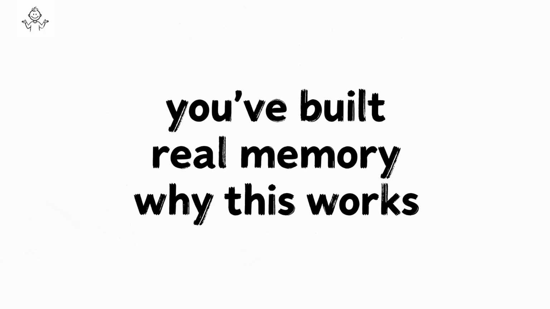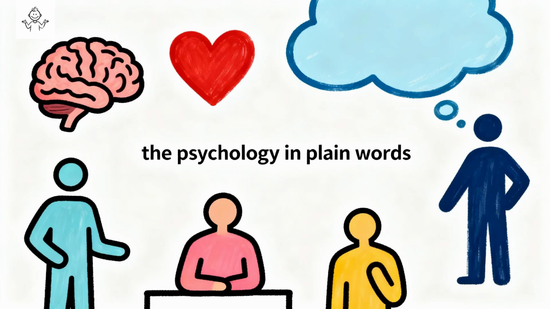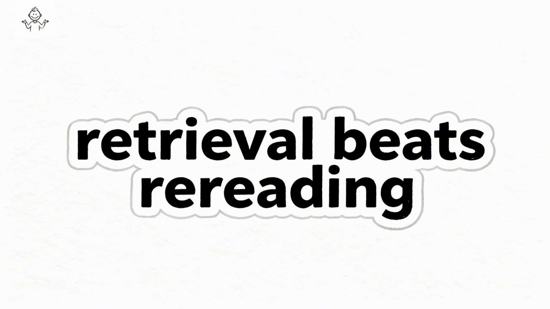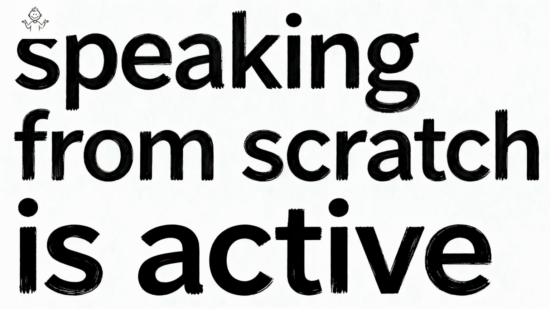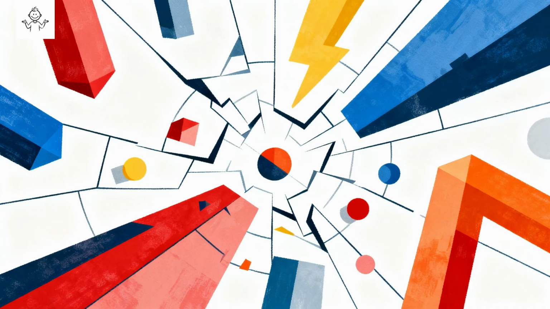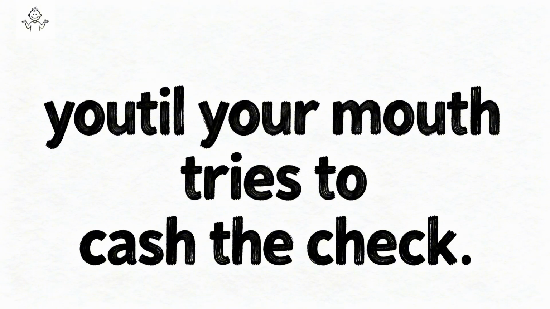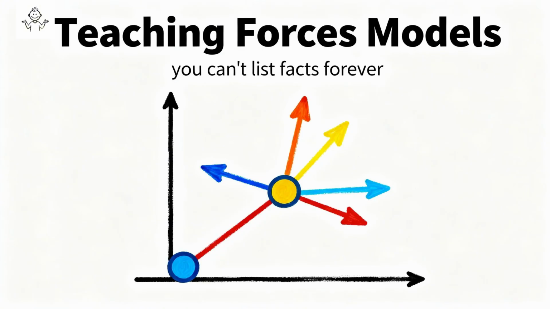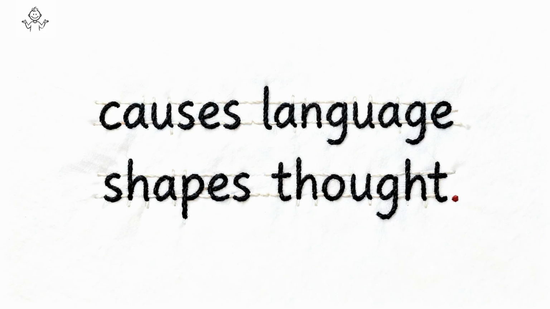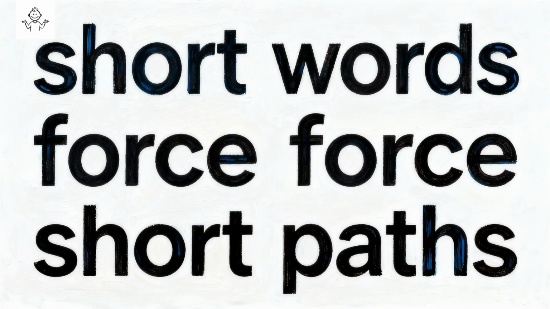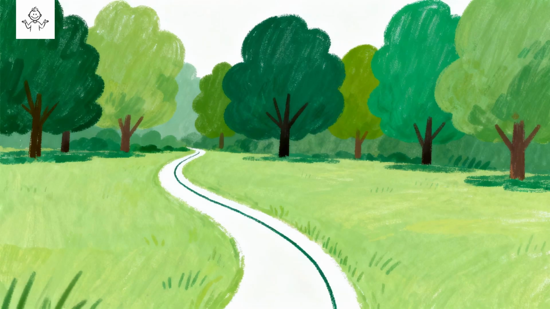Why this works. The psychology in plain words. Retrieval beats rereading. Speaking from scratch is active recall on hard mode. Generation breaks illusions. You can feel you understand until your mouth tries to cash the check. Teaching forces models. You can't list facts forever. You must stitch causes. Language shapes thought. Short words force short paths. Short paths are easy to traverse under stress.